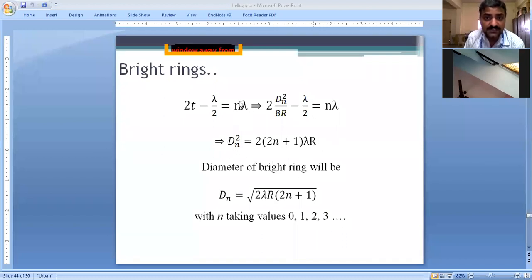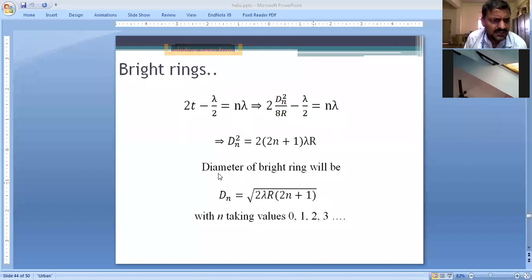And if somebody tries with plus lambda by 2, they are going to end up with 2n minus 1. Then what you have to do is take n equal to 1, but not n equal to 0. Only the n will vary, apart from that, the expression is the same.